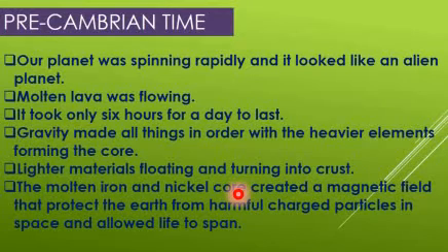Again, we are talking about the history of the earth, ha? So, our planet daw was spinning rapidly and it looked like an alien planet. So, during the early time, syempre, wala pa ngang buhay, di ba? Bago pa lang yung ating planeta. So, kumbaga, para siyang magma, para siyang buong planeta natin is made up of kumukulong bola. Now, we have here molten lava. So, molten lava was flowing.